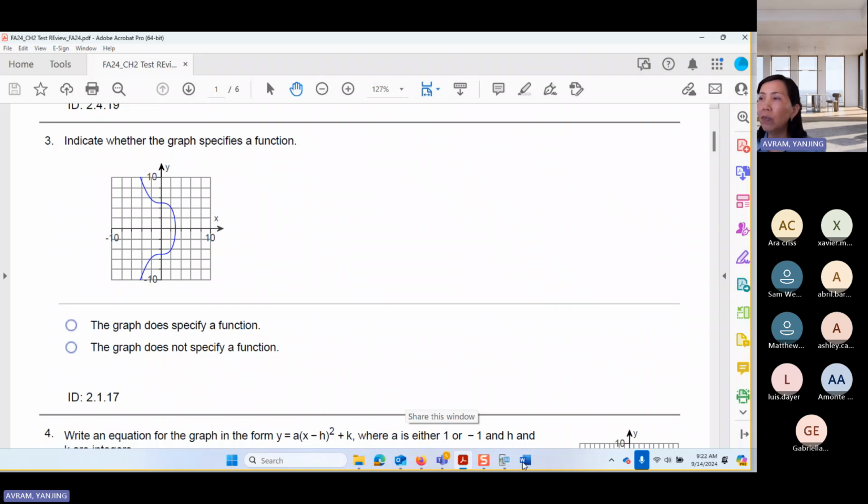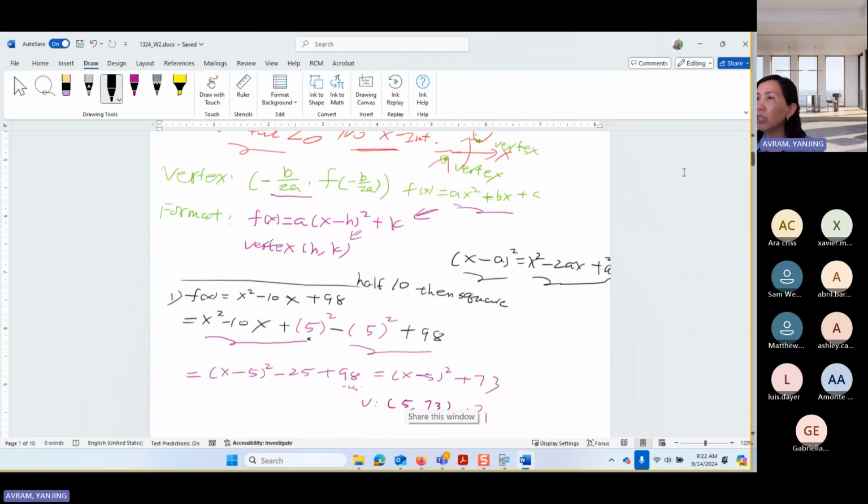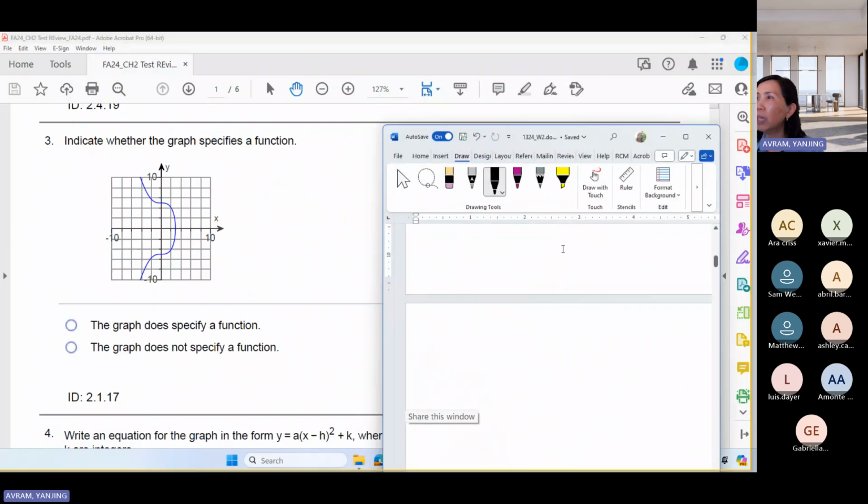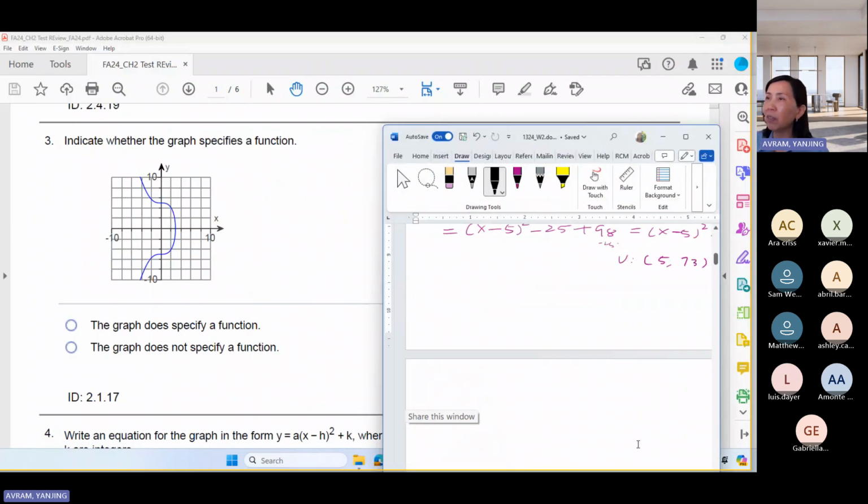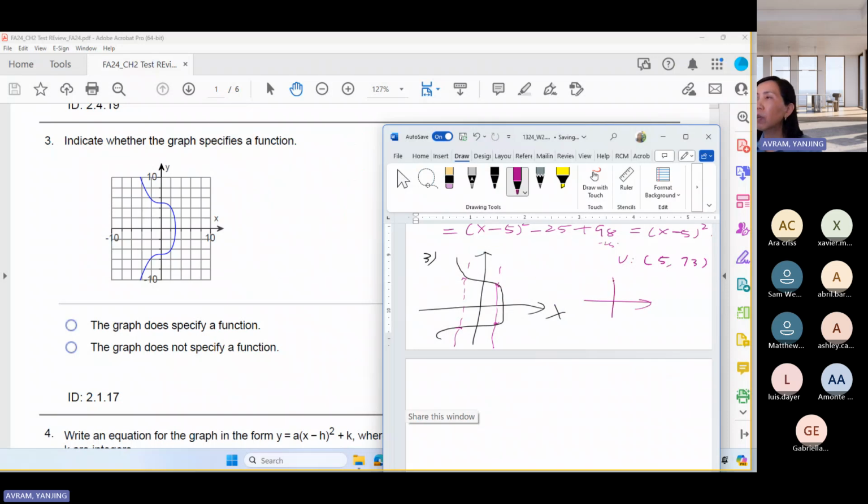Okay, so in order for a graph to be a function, it has to pass the vertical line test. So what does that mean, pass a vertical line test? You drop a vertical line, it only passes 1 point. If you look at this one right here, if I drop a vertical line right here, it passes 2 points. If I drop a vertical line right here, it passes 2 points. So look at that. This graph is a function because when I drop a vertical line, it only passes 1 point.